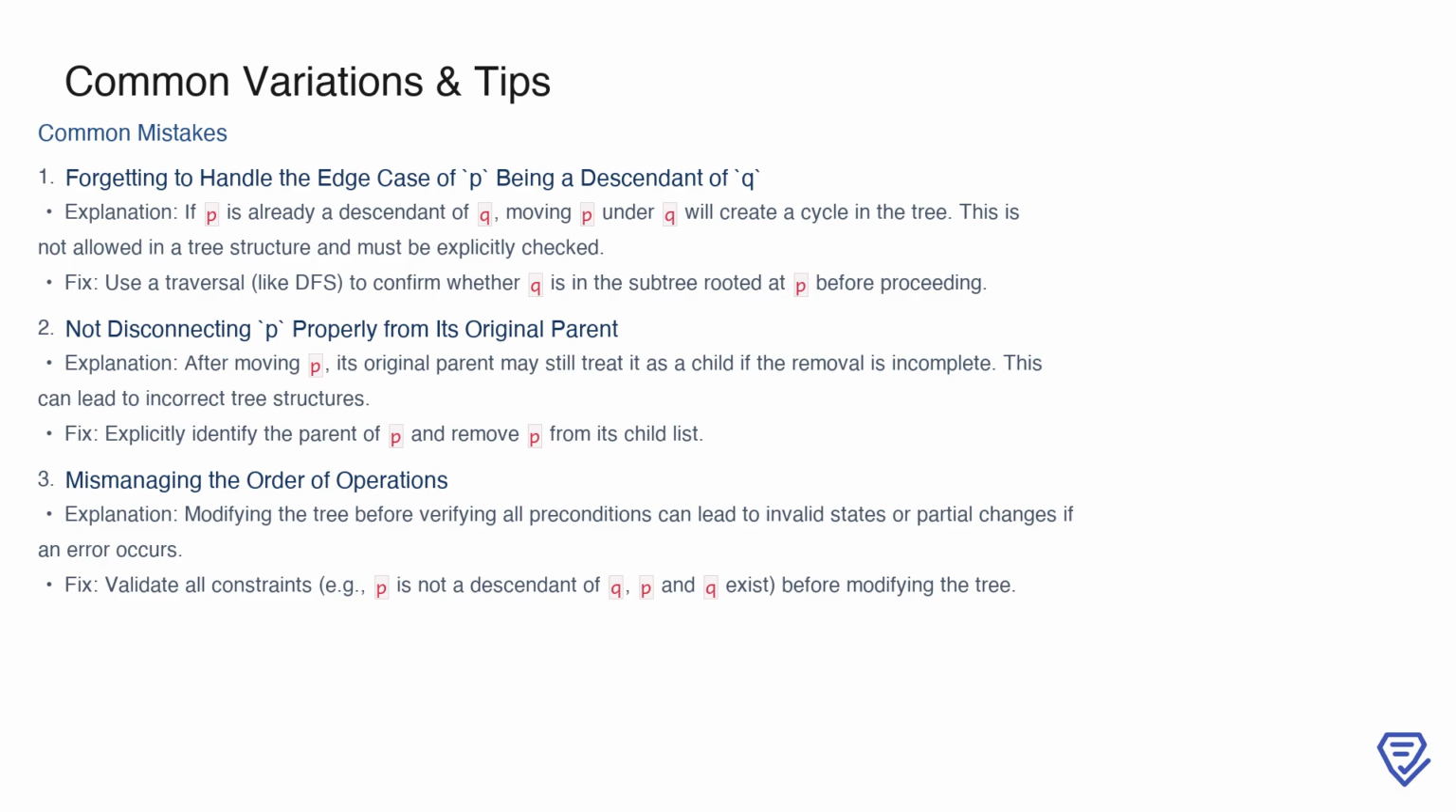Lastly, mismanaging the order of operations is another common issue. If you modify the tree structure before verifying all preconditions, you risk creating invalid states or leaving the tree partially updated if an error occurs. To address this, always validate constraints such as checking that P is not a descendant of Q and confirming the existence of P and Q before making any modifications to the tree.